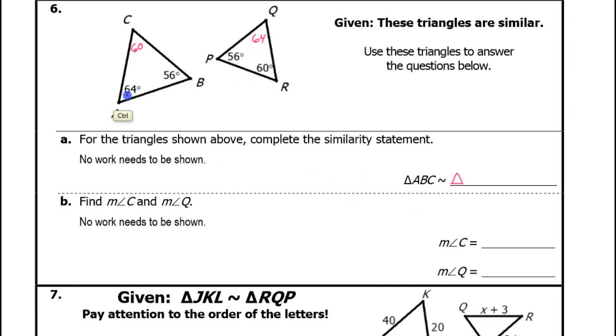Angle A has a 64, angle Q has a 64, so those must be corresponding angles. Let's move on to angle B, which has a 56. Angle P has a 56, so that is next. Now we've got Q and P, that just leaves R, which makes sense because R has a 60 and C has a 60, so those are corresponding. Now, find the measure of angle C and the measure of angle Q. Well, I'm pretty sure we just did that. That's going to be 60 degrees and 64 degrees.